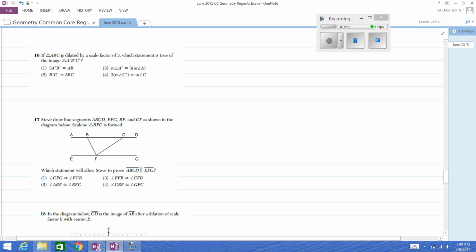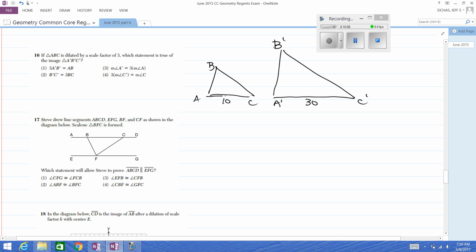All right, so ABC is dilated by a scale factor of 3. So that means, let's see. All right. So this is always tricky. Let's put in some numbers there. So let's assume we just make this up that AC is 10. Its corresponding side A prime C prime would be 30. Now these can be tricky right here. This one here.